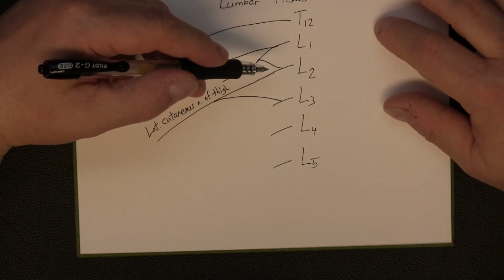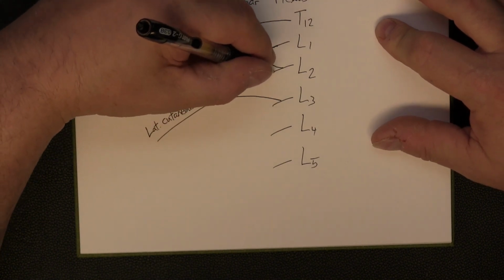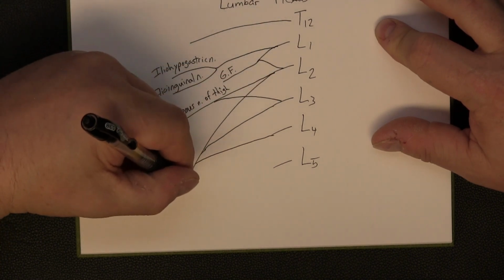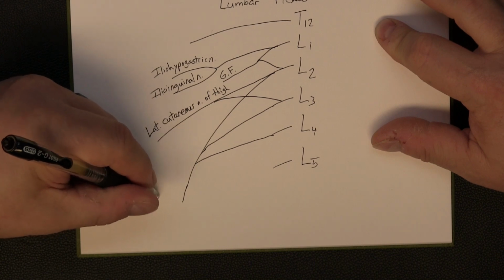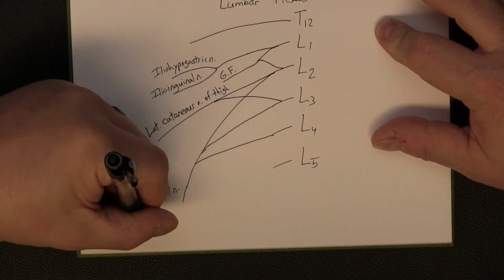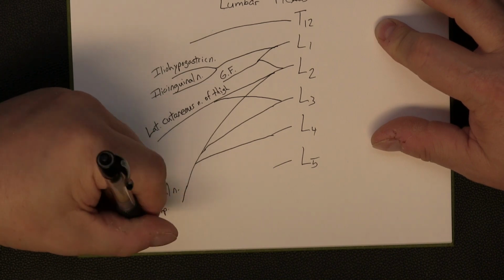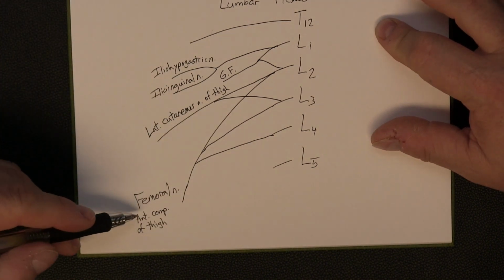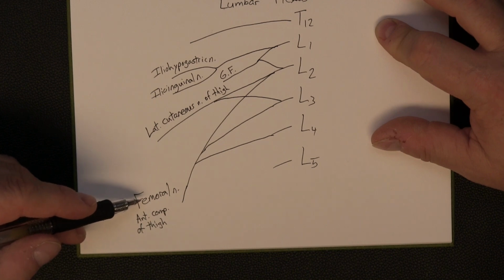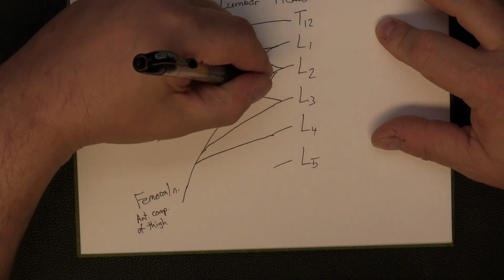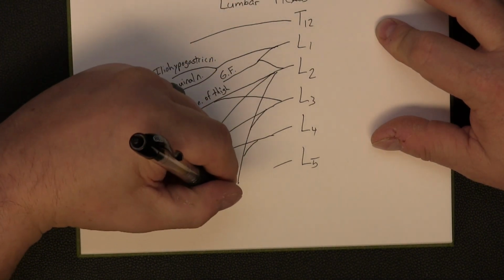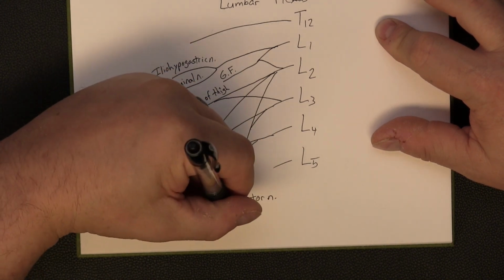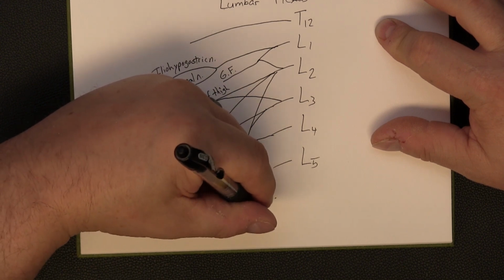And now we get to the major players, the ones that are probably most important. L2, L3, and L4 all contribute to the femoral nerve. And the femoral nerve innervates all the muscles of the anterior compartment of the thigh, so the quadriceps muscles, the sartorius muscles, the muscles that extend the knee strongly, are all getting their innervation from L2, 3, 4, and the femoral nerve. Funny enough, L2, L3, and L4 also create the obturator nerve, which is going to innervate the muscles in the medial compartment of the thigh.